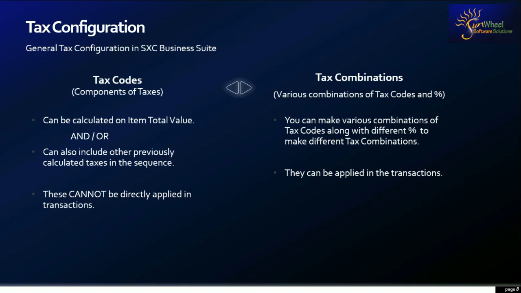Now, one thing to note is that the tax codes cannot be directly applied to the transactions. We have to make tax combinations, and these tax combinations can then be applied to the transactions. Even if your tax combination might have a single tax code, we still need the tax combination, because you can have the same tax code being used in different combinations with different percentages. So now let us look in the system how this can be done.